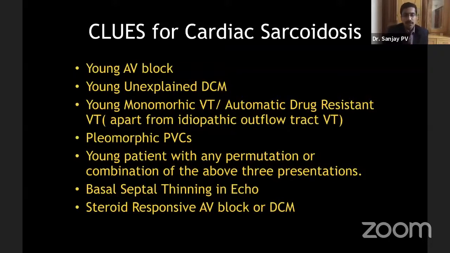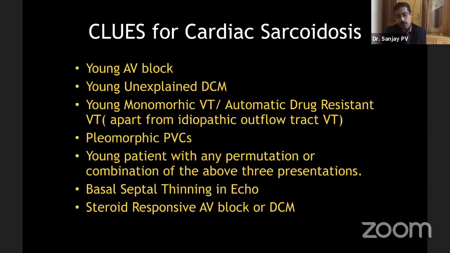So apart from that, when you have pleomorphic PVCs, where the PVC has a different morphology, and in any young patient who has any permutation or combination of the above three presentations, meaning you have an AV block with DCM, DCM with monomorphic VT, or AV block and VT, you again suspect cardiac sarcoid.